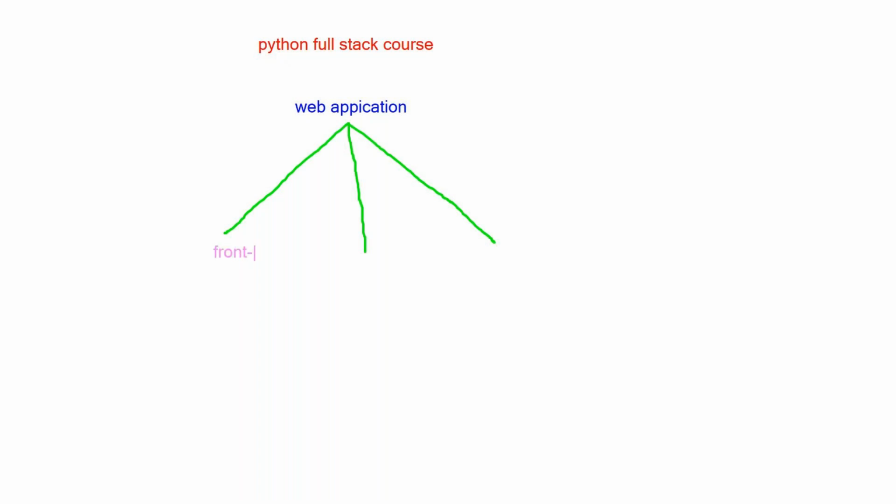One is front end, the other one is back end, the third one is databases or data repository. Repository means the place where you can store something and reuse it whenever you want. So any web application contains, in general, three things. Front end will be there for it, back end will be there for it, and databases or data repository will be there for it.